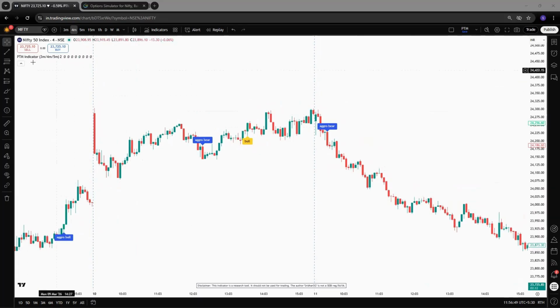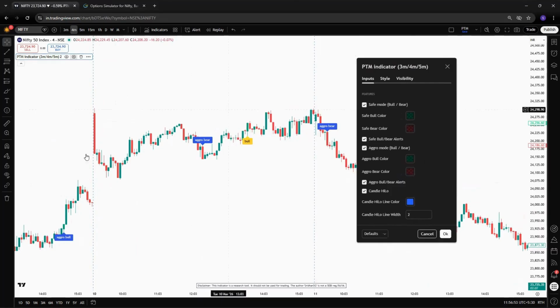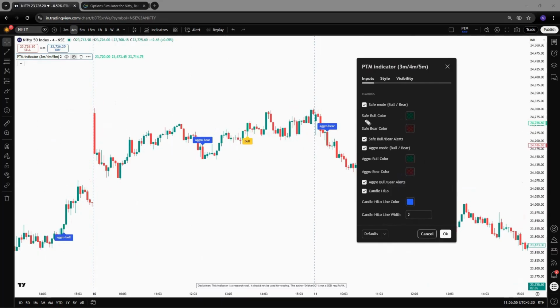Very simple. Go to the indicator settings. You see that in the settings we have safe bull color. This is safe mode. There are two modes, safe mode and aggressive mode. I'll explain what they mean, but for now just understand this: for safe mode and aggressive mode, we have to set the bull color, bear color and candle color.